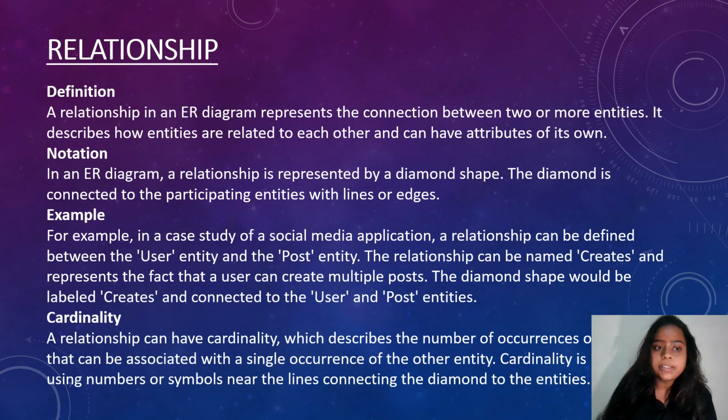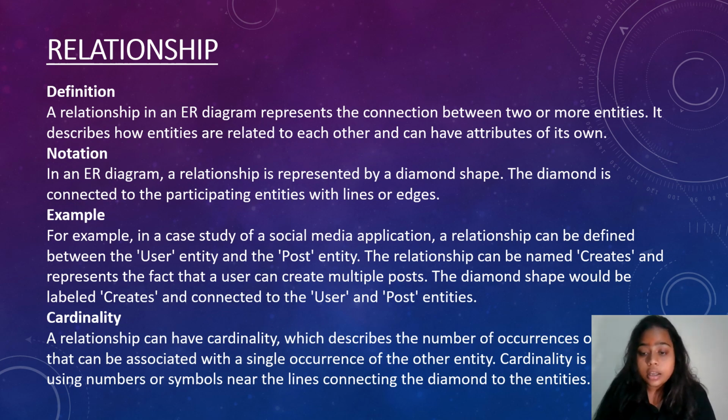So let's proceed. Relationships. What is a relationship? Definition. A relationship in an ER diagram represents the connection between two or more entities. It describes how entities are related to each other and can have attributes of its own. So basically, two entities are connected by a relationship. Suppose there is an entity called employee and an entity called department. Which employees belong to which department is done by a relationship, creating the relation between the two entities.